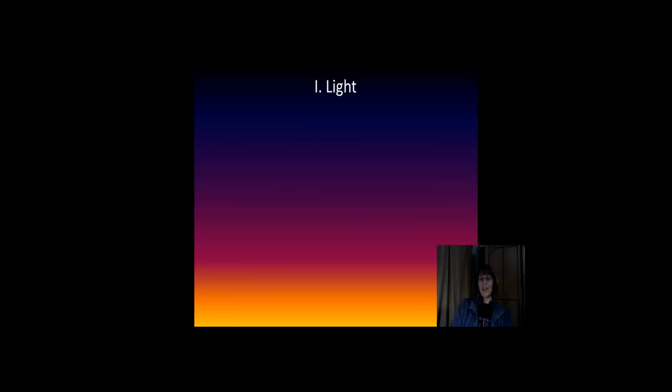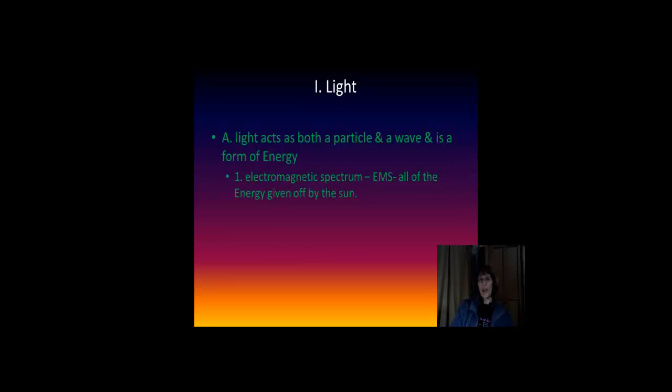Roman numeral number 1, light. Why are we talking about light when we're talking about electrons? Well, there's a reason for that, so bear with me. Light acts as both a particle and a wave. And it's actually a form of energy. So when we talk about it acting like a particle, we're talking about it acting like matter. And when we talk about acting like a wave, we're talking about it acting like energy. So matter and energy are not the same thing. Everything in the universe is made of either matter or energy, one of the two.